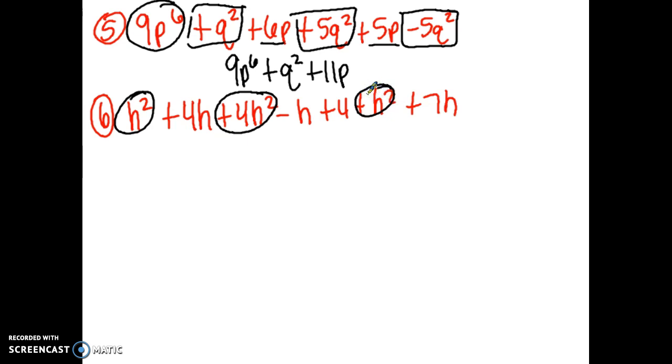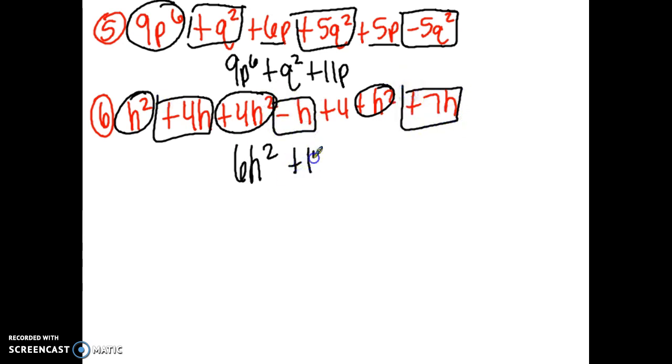So h squared plus 4h squared is 5h squared plus h squared is 6h squared. Then I have 4h minus h, which is 3h, plus 7h is 10h. And I bring down my constant, which is positive 4. My answer is 6h squared plus 10h plus 4.